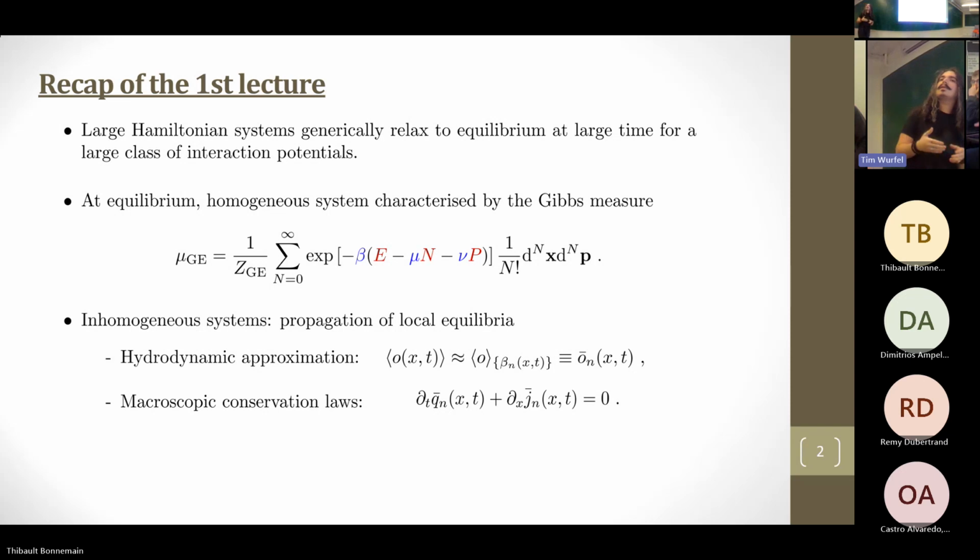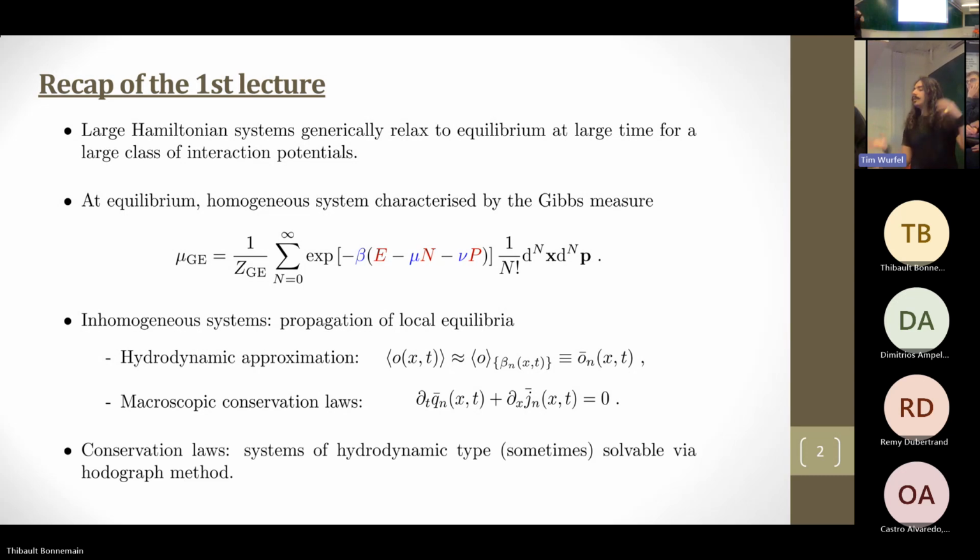which brings us to the hydrodynamic approximation: the average of an observable at x, t can be well approximated by the average of that same observable within the fluid cell of coordinate x, t. So this average is equal to its Gibbs average, but with respect to Lagrange parameters beta, mu, nu of x, t. And those macroscopic conservation laws that describe the propagation of local equilibria, as I said last time, are systems of hydrodynamic type. And I ended last lecture by discussing their properties, and under which conditions we can solve them. Okay, so that was for last lecture.